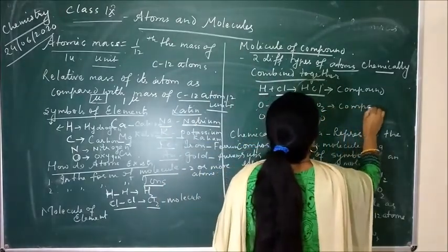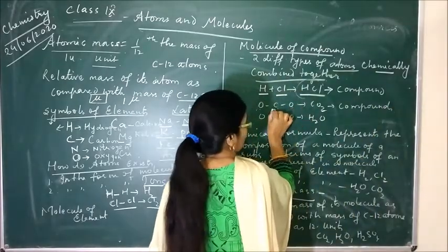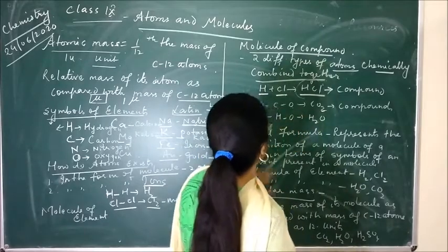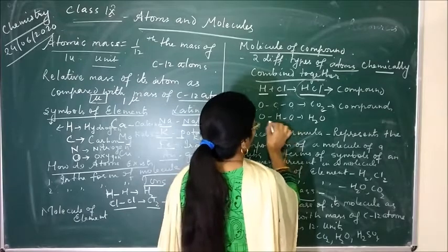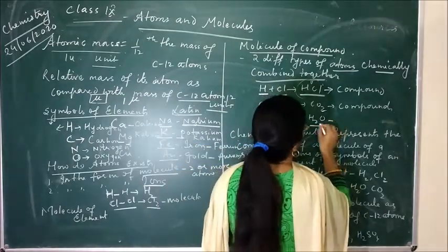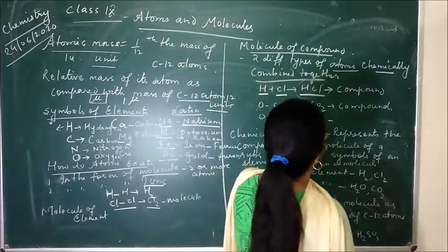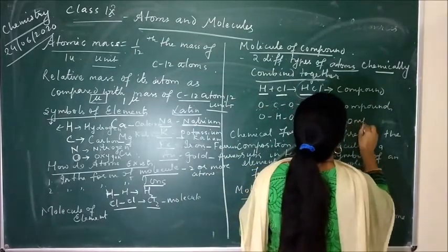So here also two different atoms are there, oxygen atoms as well as a carbon atom, to form the molecule of a compound. In the same way, here we can see a hydrogen atom combined with two oxygen atoms to form a water molecule. The water is a compound because it is combining two different elements. One is hydrogen and the second is oxygen. So this is also a compound.